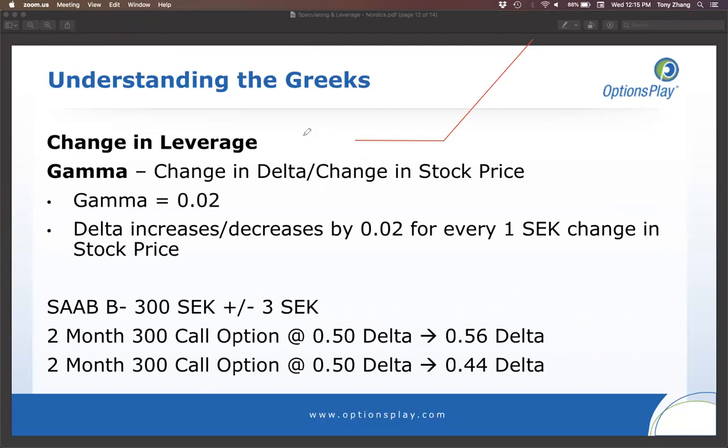The answer is gamma. What gamma does is it actually changes delta as the stock goes in your favor or goes against you. So how do we actually get this limited risk to the downside but still have unlimited gains to the upside? It's because delta actually changes as the stock goes in your favor and goes against you. And gamma tells us how much delta changes by. So if you have a call option with a gamma of 0.02, what that tells you is that delta will increase by 0.02 for every 1 crown the stock changes by.